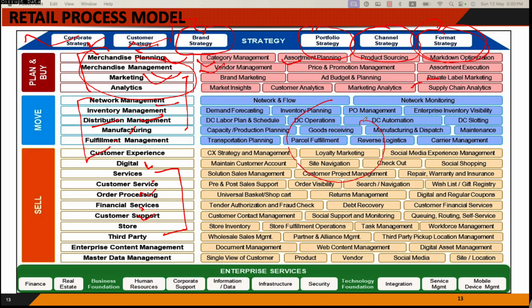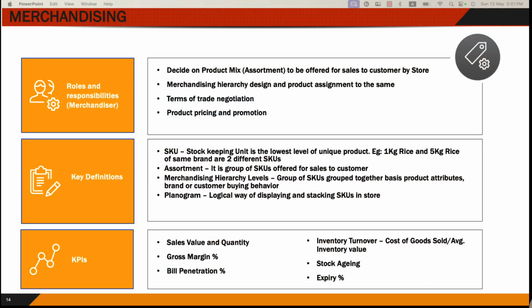Other sections we'll cover probably in the next slide as we go. But what we are going to talk about is merchandising. It's all about, as I said, category management, assortment planning, product sourcing, markdown optimizations, vendor management, price and promotion management, and assortment execution, which is what comes under merchandising in summary. That is just the gist of what I have just said.